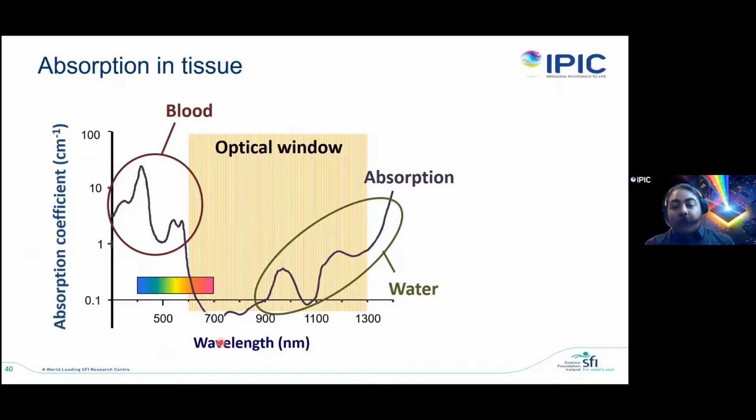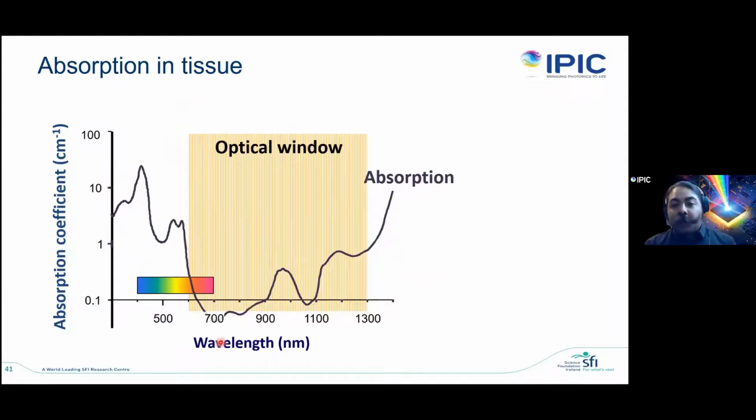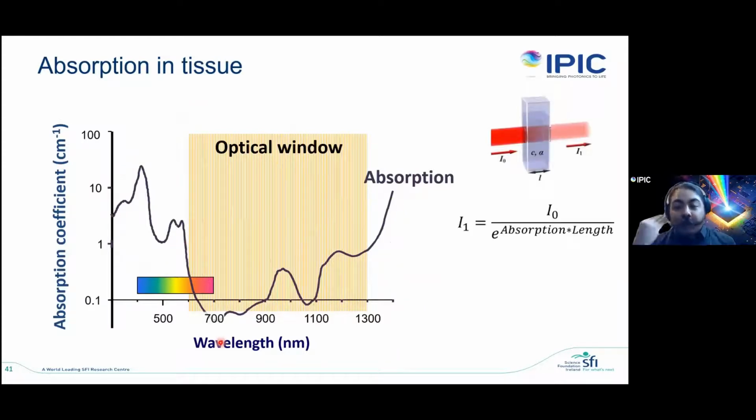So if you think about how much attenuation we have due to the absorption, then you can think about the Beer-Lambert law. This is to calculate how much attenuation we have in the intensity of light after it passes through a certain volume of tissue. We can calculate this attenuation by this exponential of absorption times length.